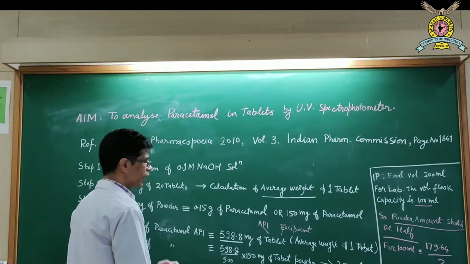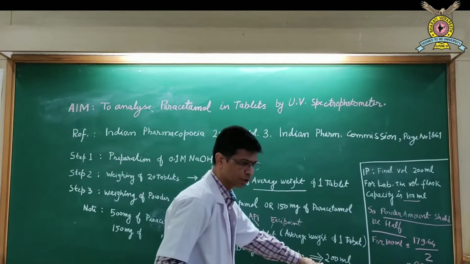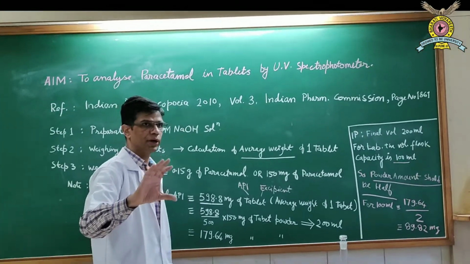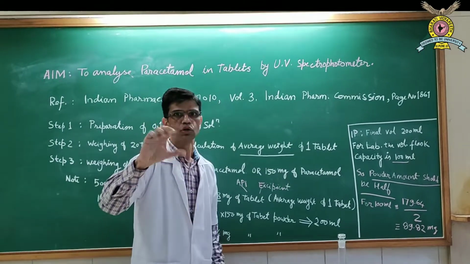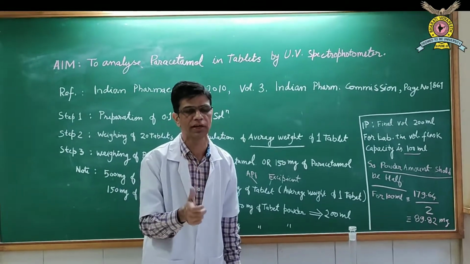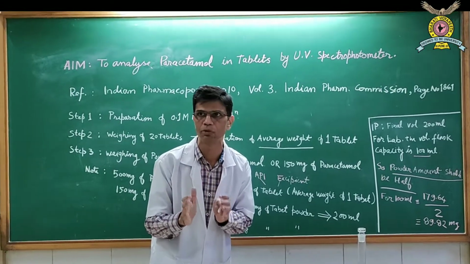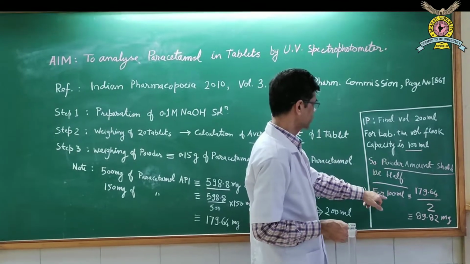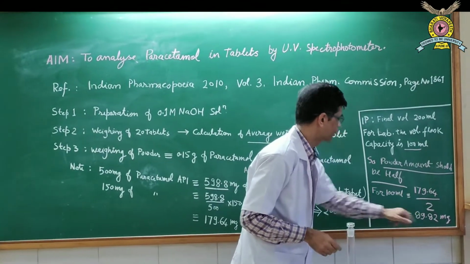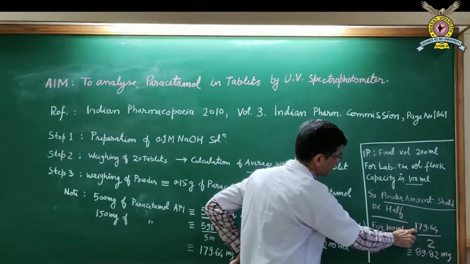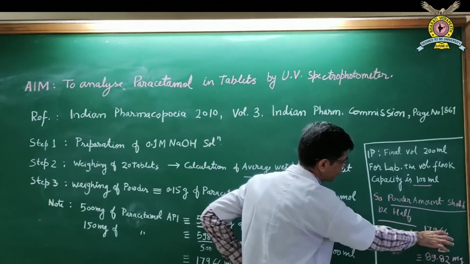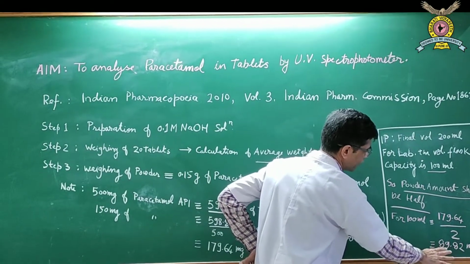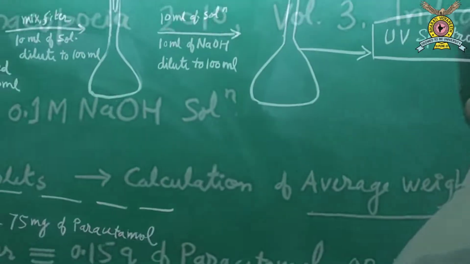As per IP, this should be dissolved in a 200 ml volumetric flask. But on laboratory scale, a 200 ml volumetric flask is not available. We have a 100 ml volumetric flask, so we are dividing this quantity into half. The actual weight for 200 ml should be 179.64 mg; for 100 ml it should be 89.82 mg.